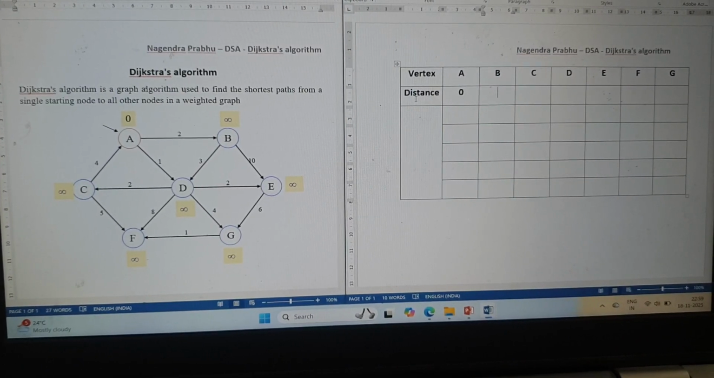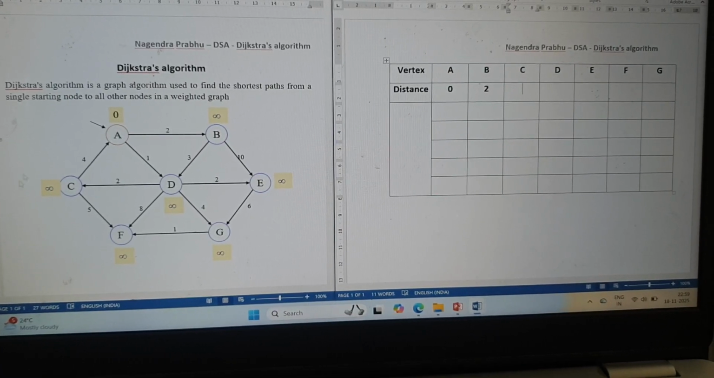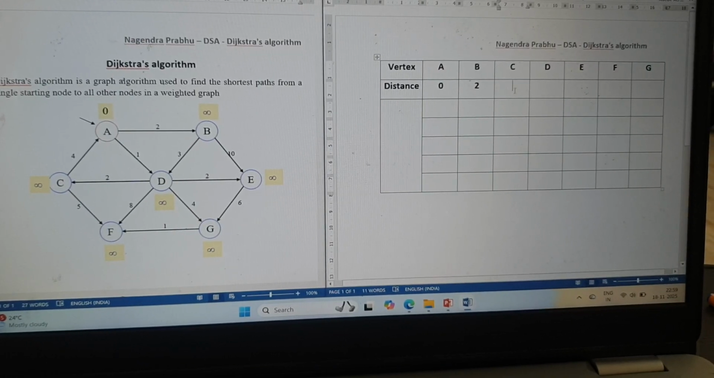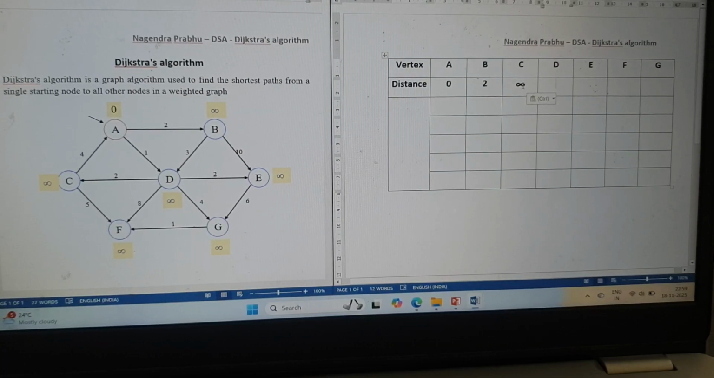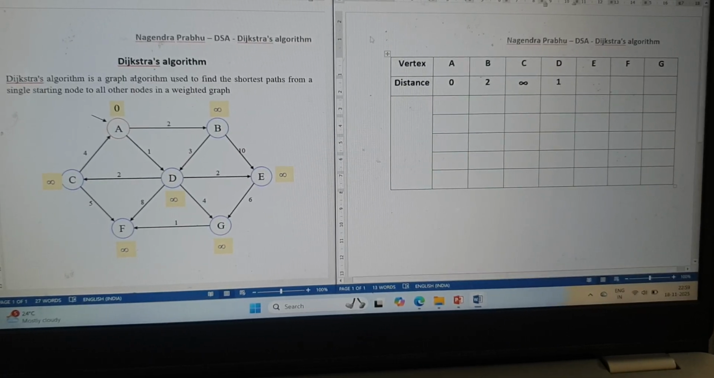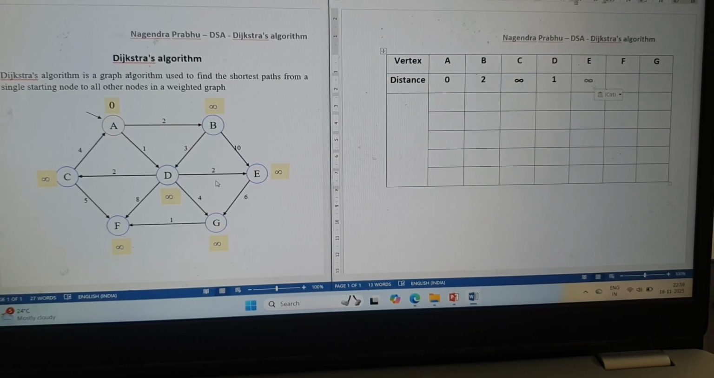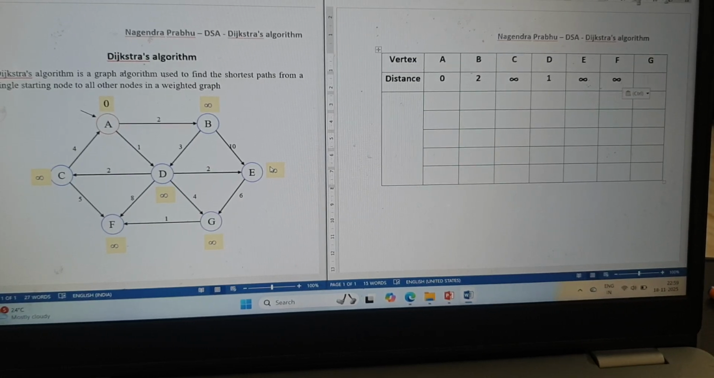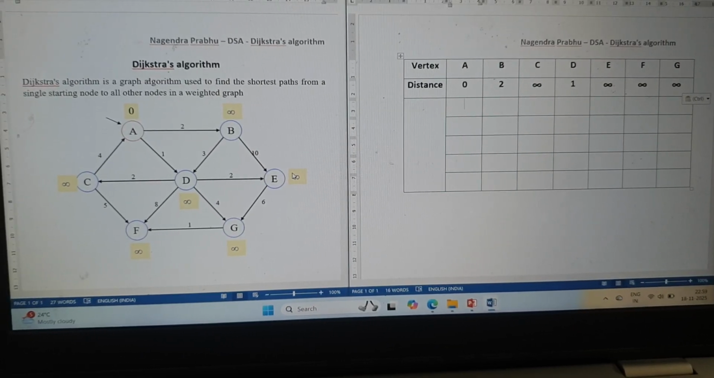Now A to B, it is given here, it is 2. So I put 2. Now A to C, there is no direct path from A to C, but C to A is there. A to C is not there, so just put infinity. And A to D, yes, a direct path is there, that is 1. You can see here, it is 1. And A to E, there is no direct path, put infinity. A to F also, there is no direct path, put infinity. A to G, put infinity.